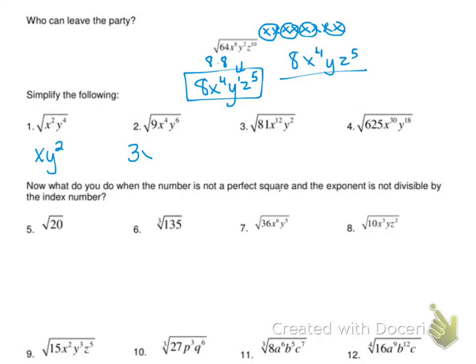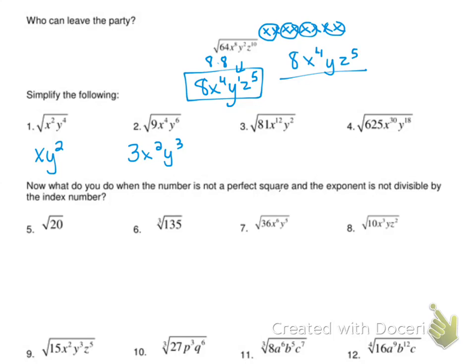No one is staying. At any time, remember, you might want to pause the video, see if you can answer one yourself, and then move on, or make note of any questions that you have as you're watching. Okay, so the next party, I've got the square root of 9, x to the 4th, y to the 6th. So that is 3, and then 2 pairs of x's and 3 pairs of y's. So x squared, y to the 3rd. Everyone left that party.